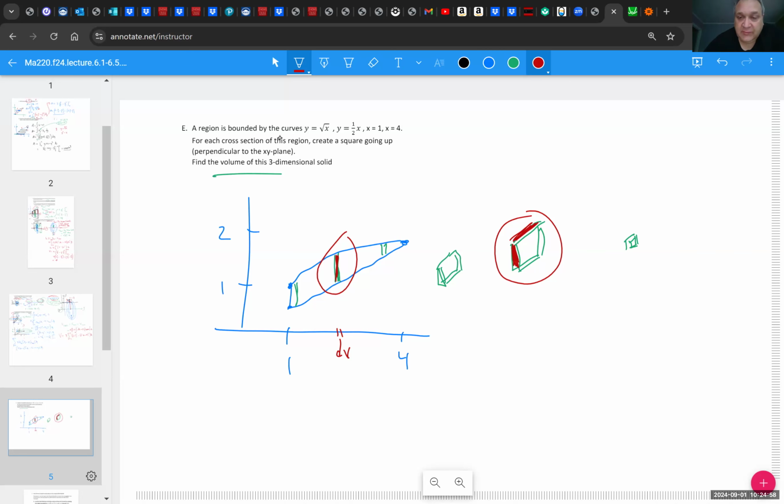So how do we do this? We find the volume of a slice, and then we add all the slices together. So what is a slice? Well, the slice is a square. So it's going to be the area of a square. So it's a square times the thickness.